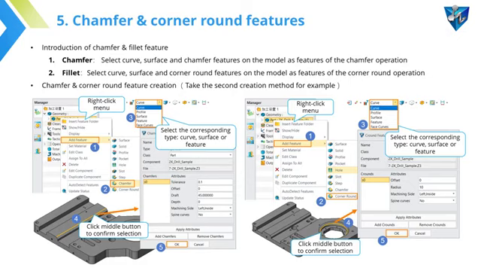In addition to the common features, in GW3D 2X CAM, we will also have some exclusive features for special operations like chamfer, turnaround, and nesting profile. Now, let's go ahead to introduce the details of them. Chamfer is that you can select the curve, surface, and chamfer features on the model as features of the chamfer operation. And turnaround is almost the same. You can select curve, surface, and turnaround features on the model as the feature of the turnaround operation. The creation methods are shown below.